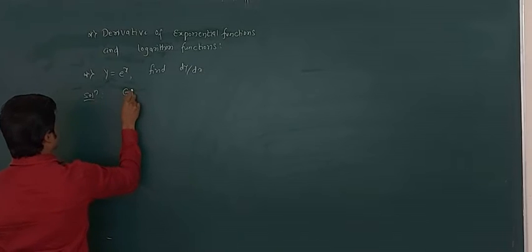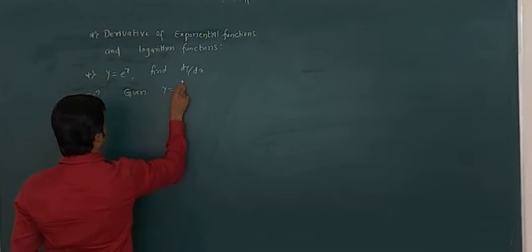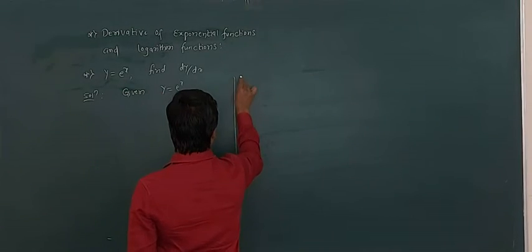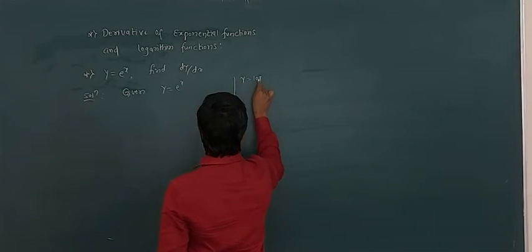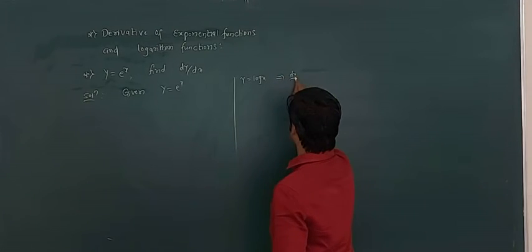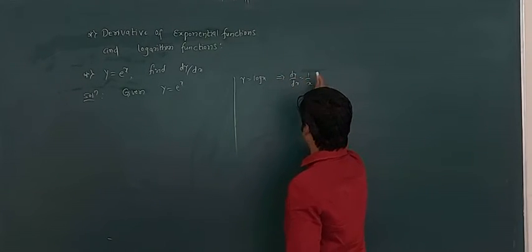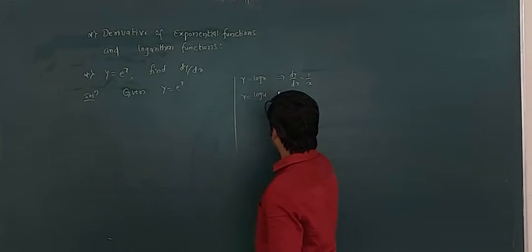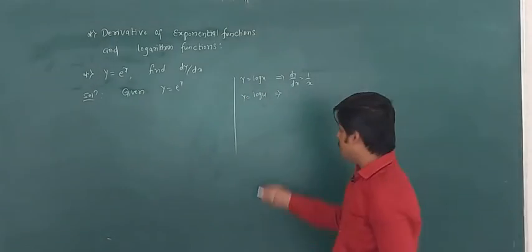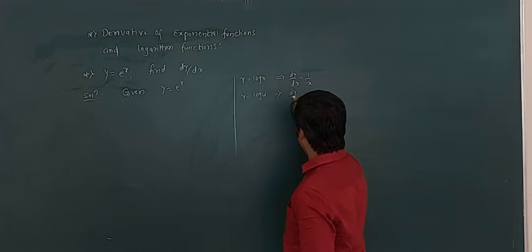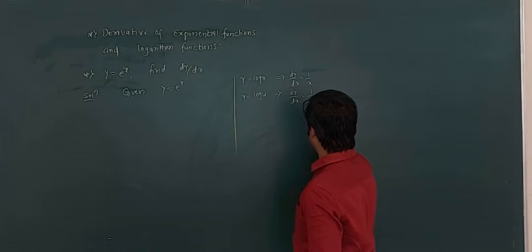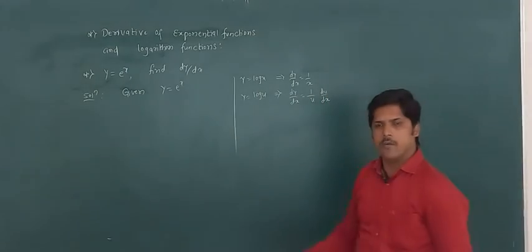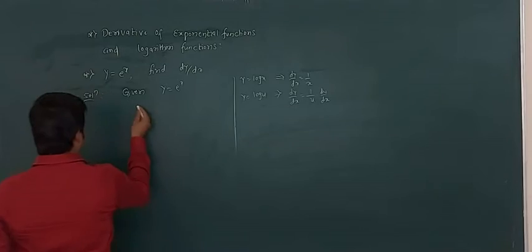Here given y equal to e to the power x, and also we know that if y equal to log x, then the differentiation of this function is dy by dx equal to 1 by x. Or if y equal to log u, where u is a function of x, then dy by dx is equal to 1 by u into du by dx. By using these two, we will derive the differentiation of an exponential function.